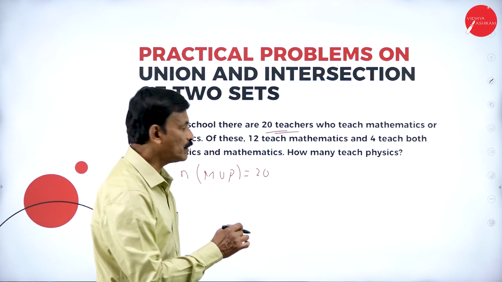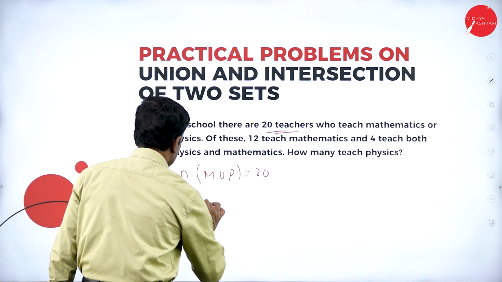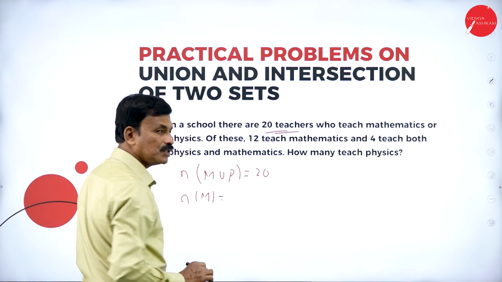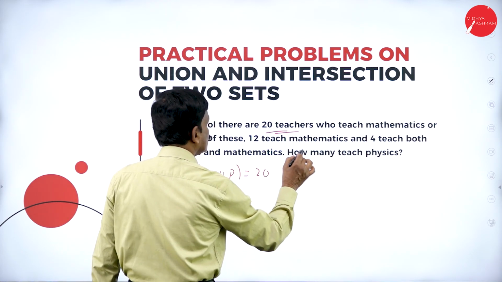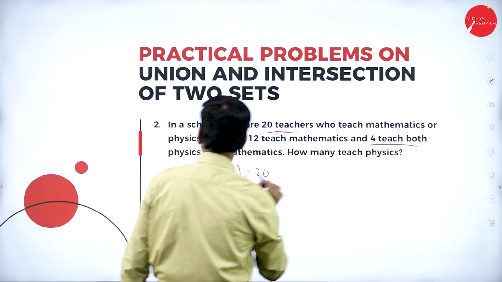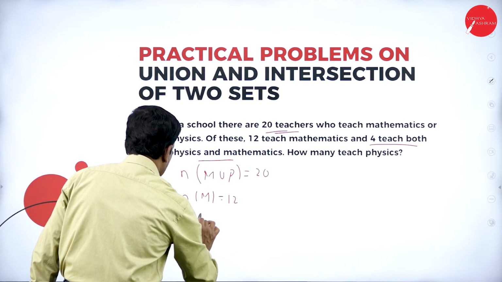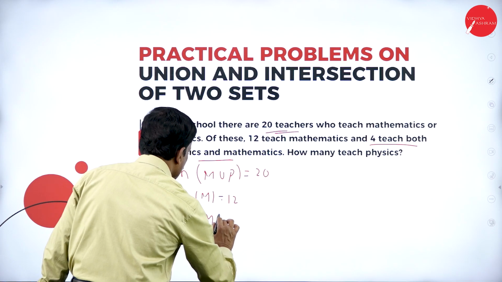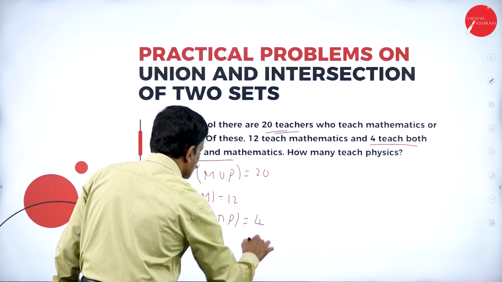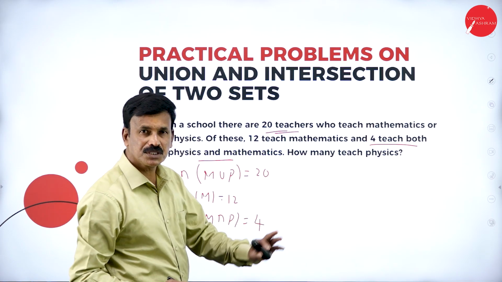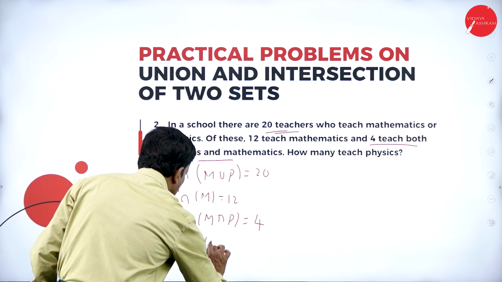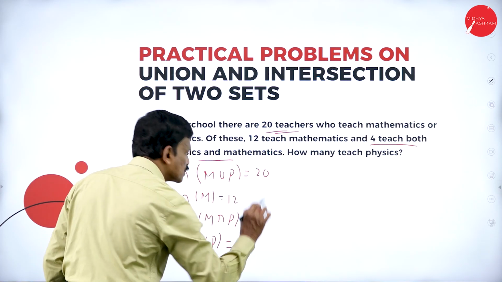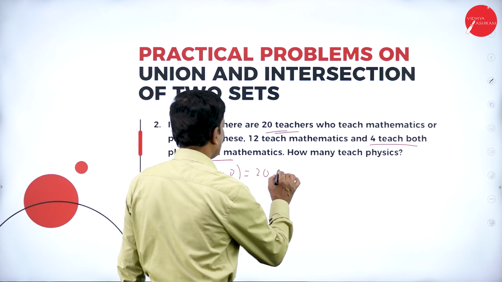So, how many will teach mathematics? n of M is equal to 12, so 12 teach mathematics. Then 4 teach both maths and physics. Maths and physics means that is nothing but intersection. So n of M intersection P is 4. Then what is to find: how many teach physics only? Number of teachers who teach physics is the question mark. So what is the formula?